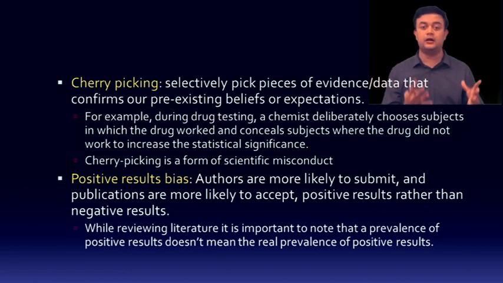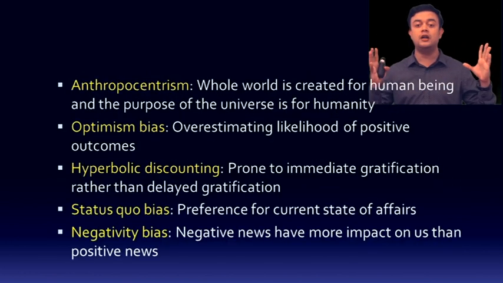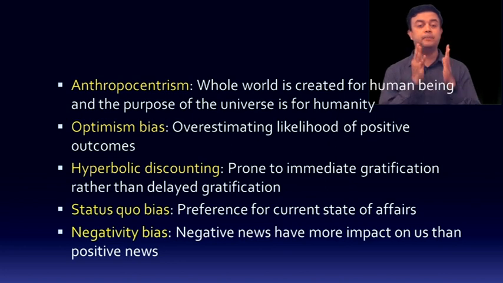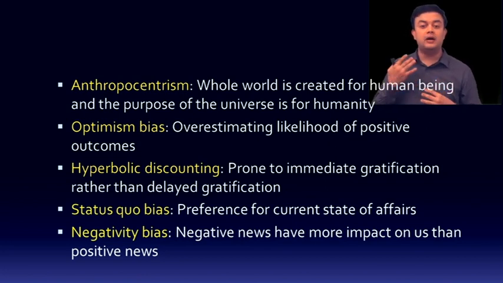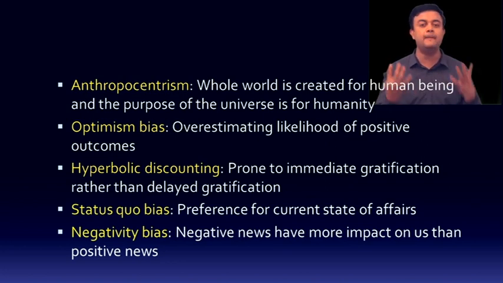Different kinds of biases include anthropocentrism, in which the whole world is created for human beings and the purpose of the universe is for humanity. That is what anthropocentrism is. Another one is optimism bias, here overestimating the likelihood of positive outcomes. Hyperbolic discounting is being prone to immediate gratification rather than delayed gratification. It's a preference for immediate gratification: I want it immediately rather than delayed.